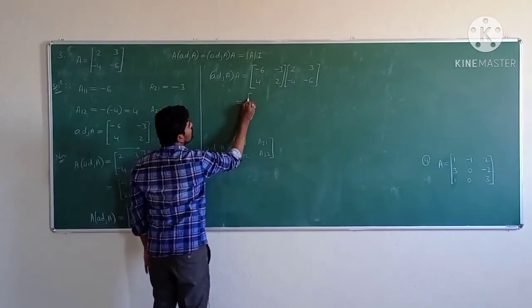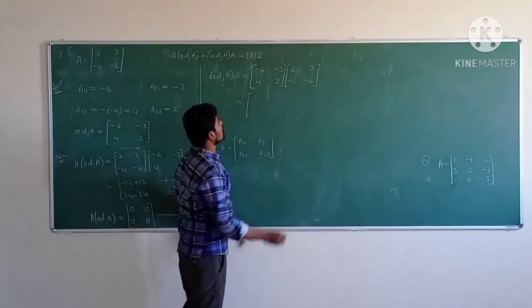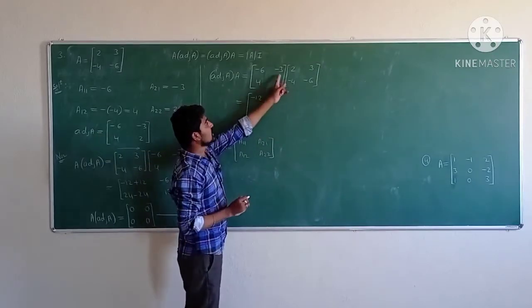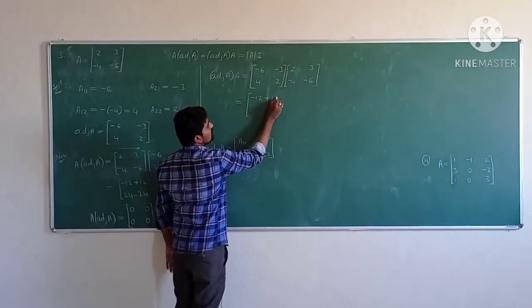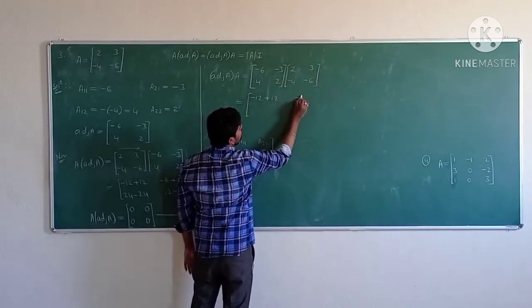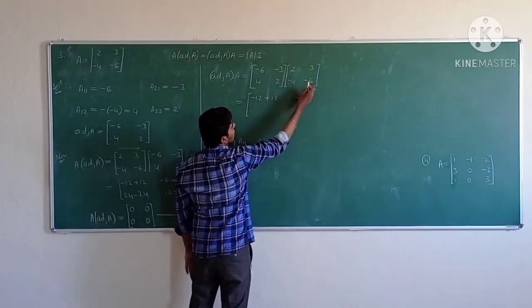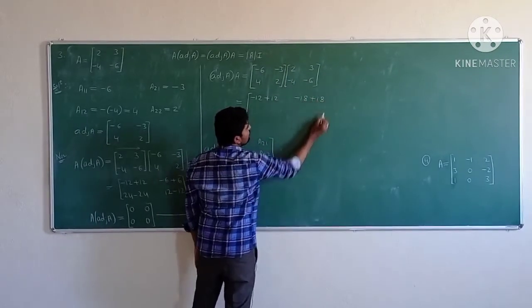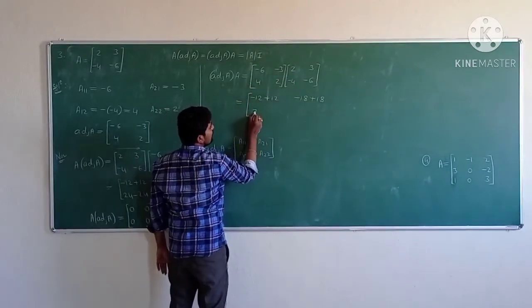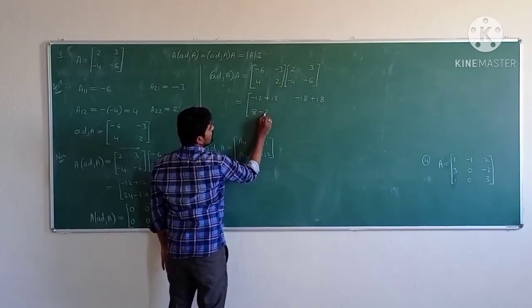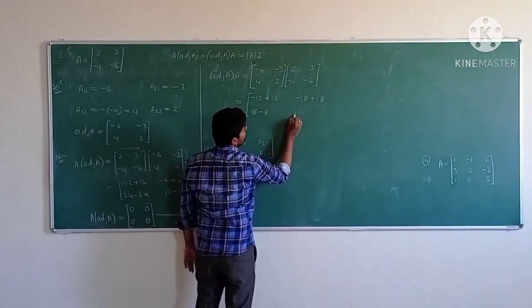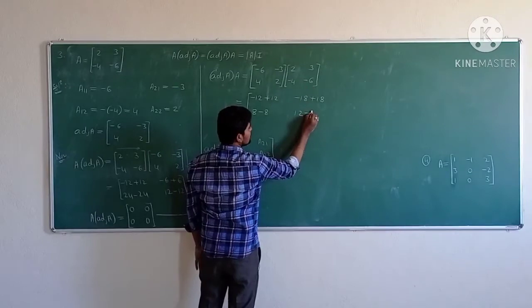Which is equal to first row first column: minus 6 into 2 is minus 12, minus 3 into minus 4 is plus 12. First row second column: minus 6 into 3 is minus 18, minus 3 into minus 6 is plus 18. Second row first column: 4 into 2 is 8, 2 into minus 4 is minus 8. Second row second column: 4 into 3 is 12, 2 into minus 6 is minus 12.